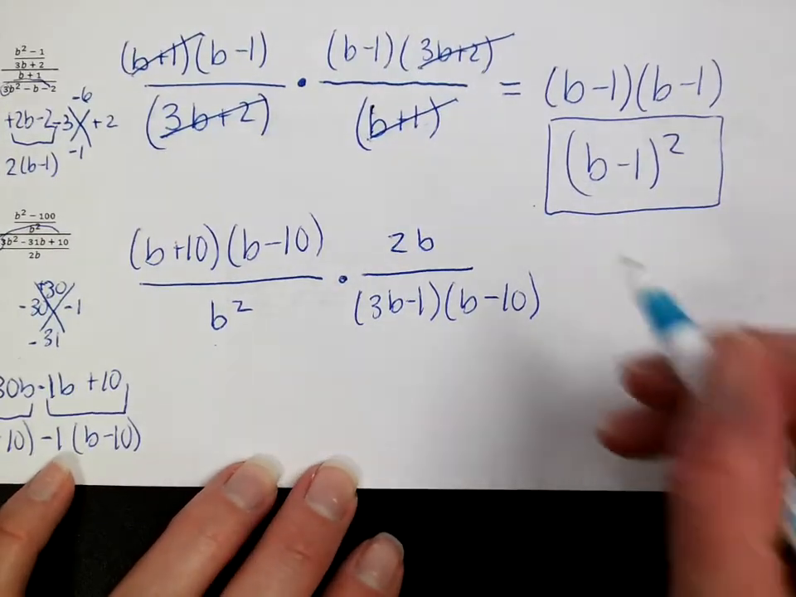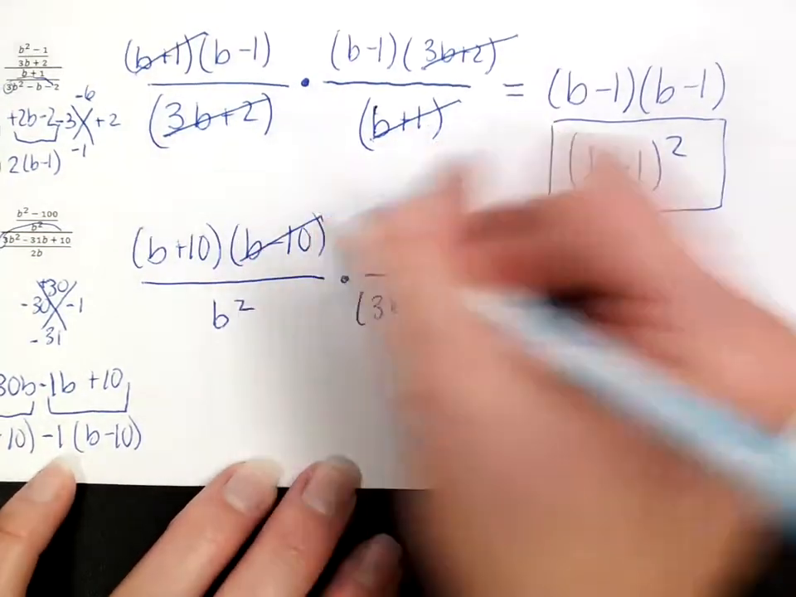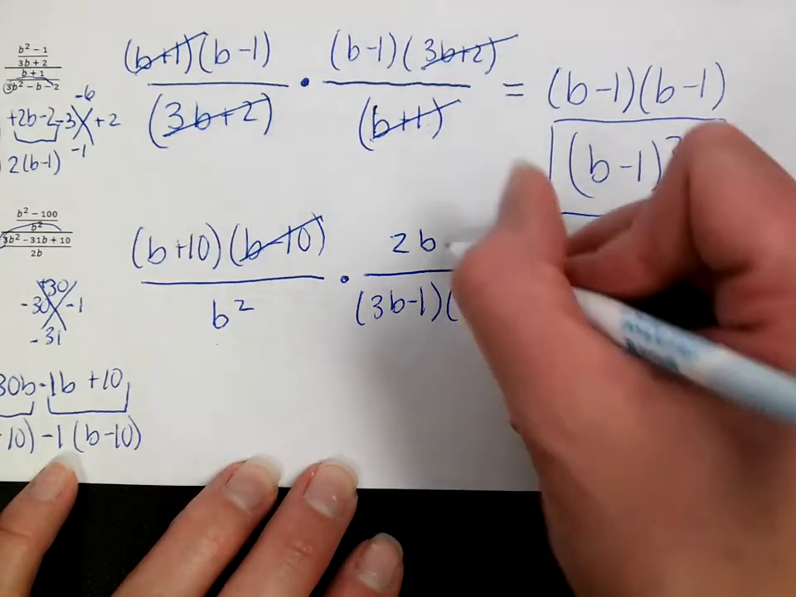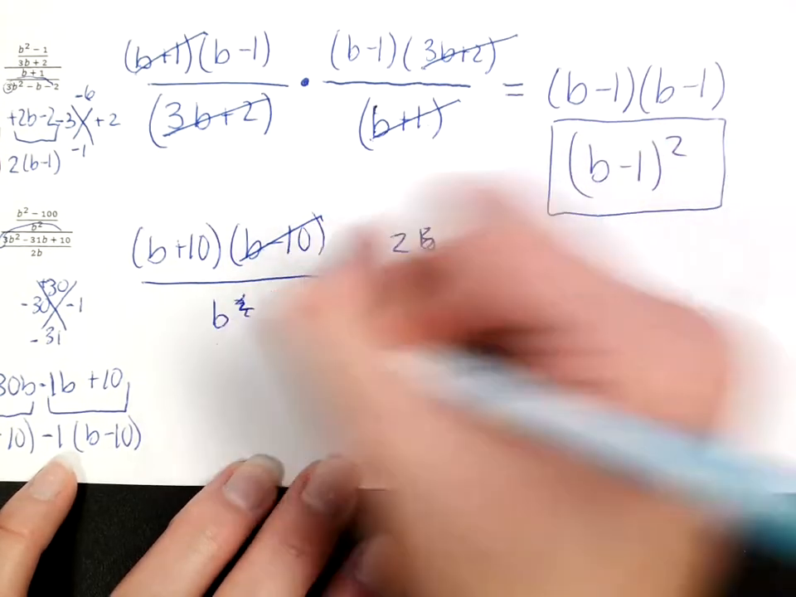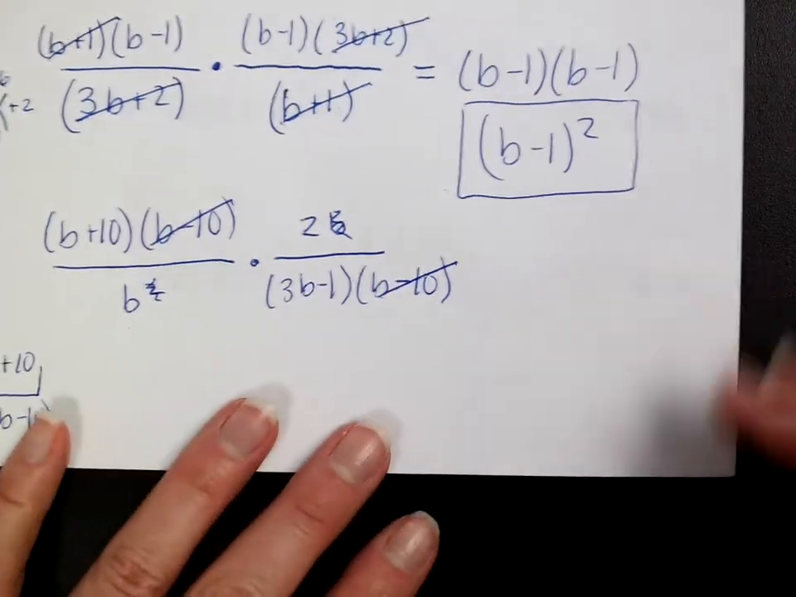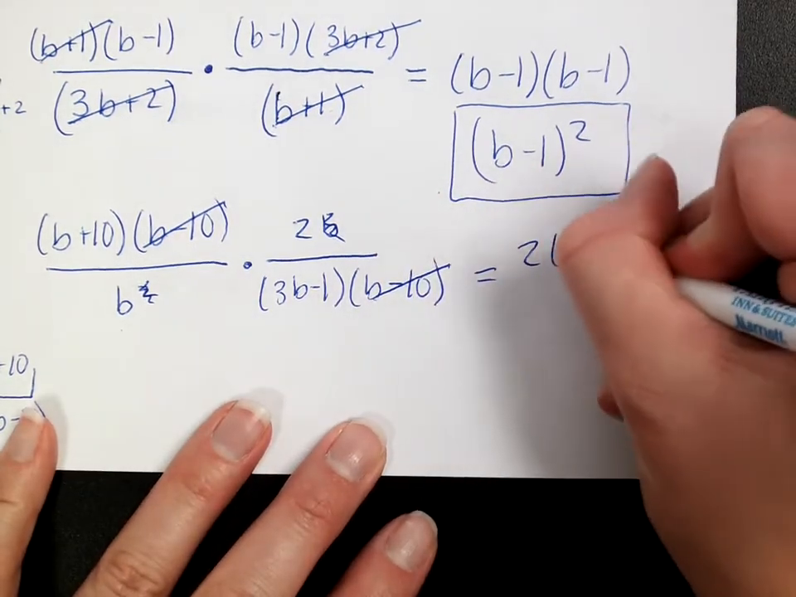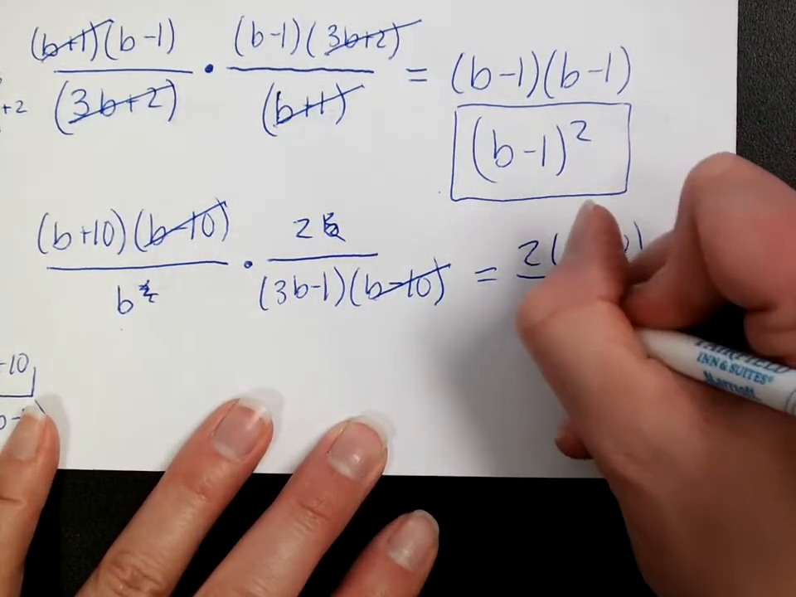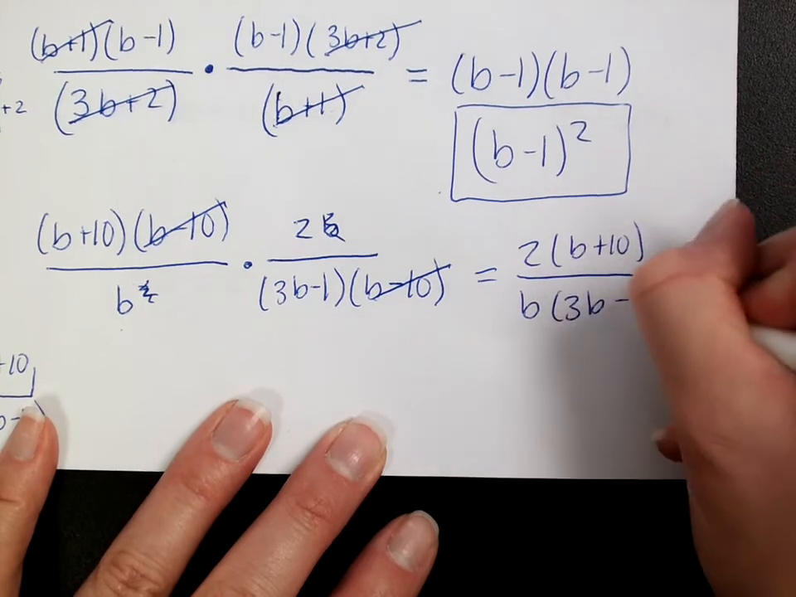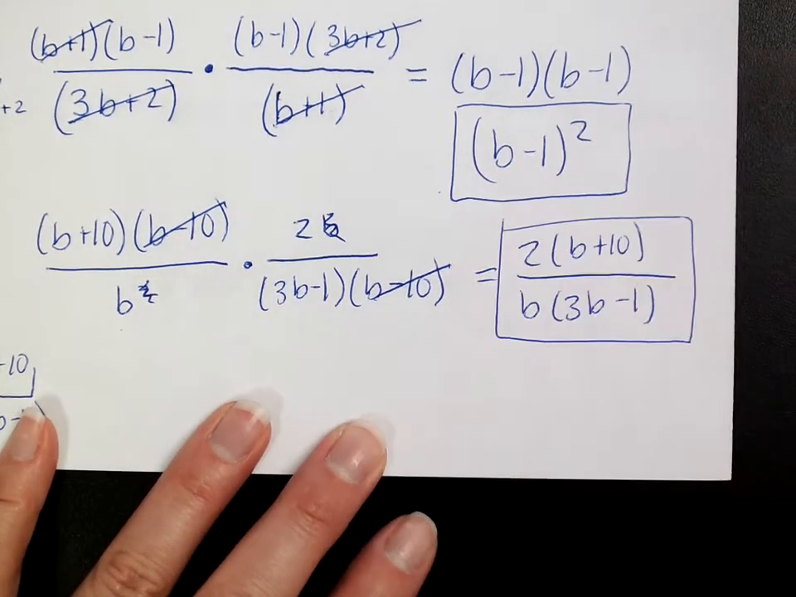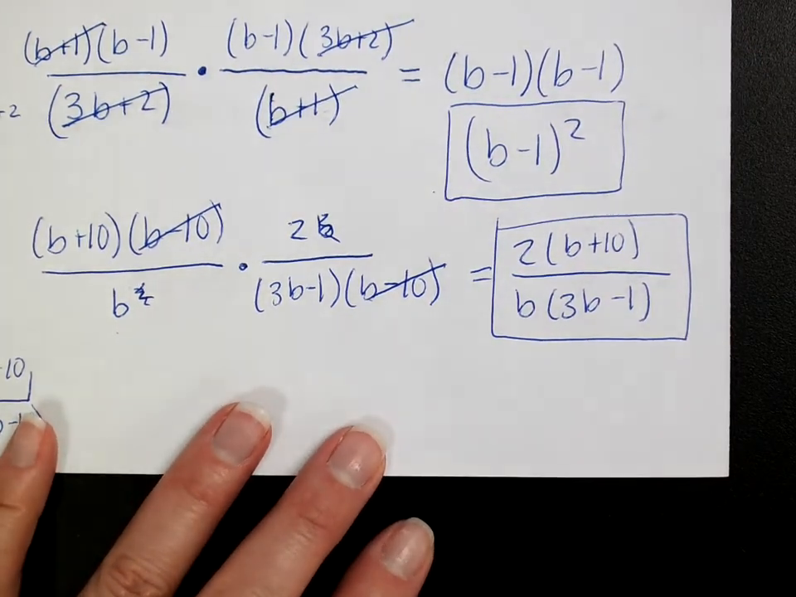Again, looking to cancel. This b minus 10 cancels this b minus 10. I can cancel this b with one of these. And then I'm left with my answer: 2 times b plus 10 over b times 3b minus 1. Again, I don't recommend distributing that out, but you can if you just want to.